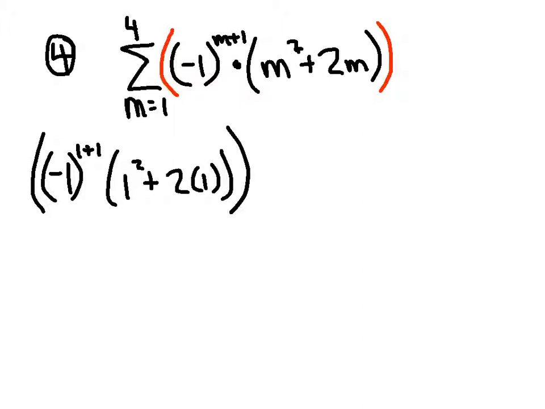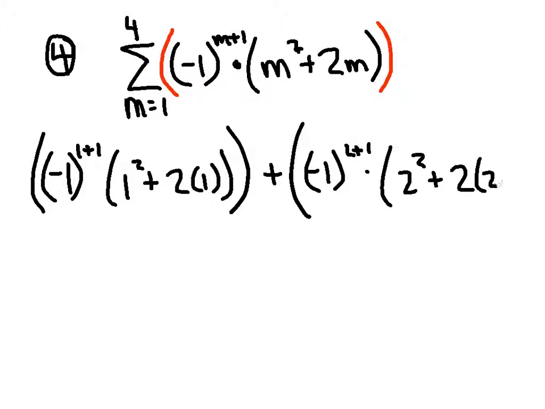Boy, how about a boatload of parentheses there? And then I'm going to substitute a 2 in for every single m, so I've got negative 1 to the 2 plus 1 power times 2 squared plus 2 times 2. Again, just a boatload of parentheses.